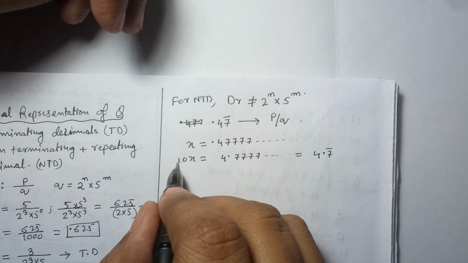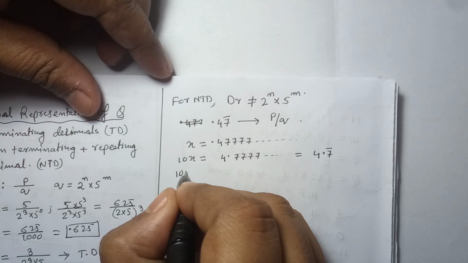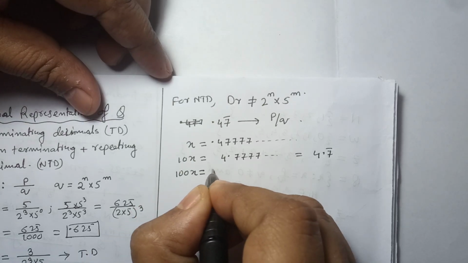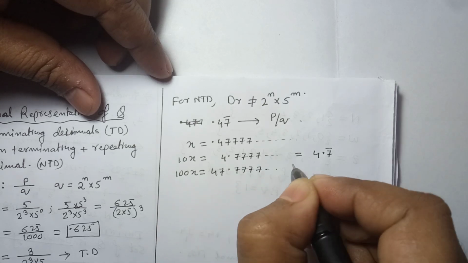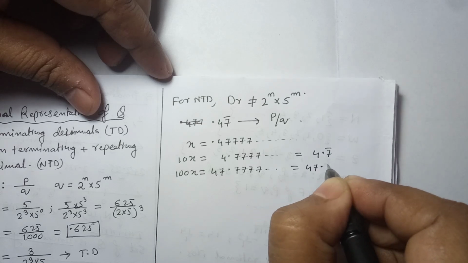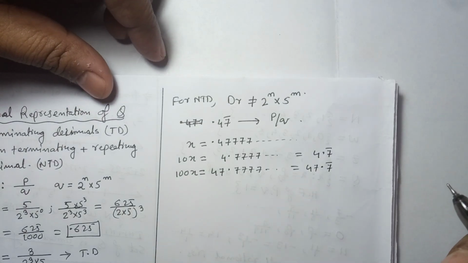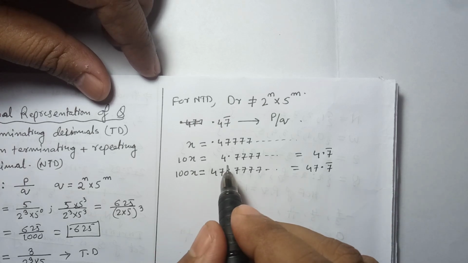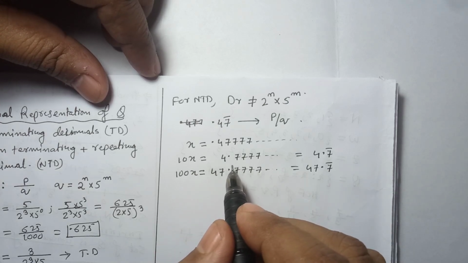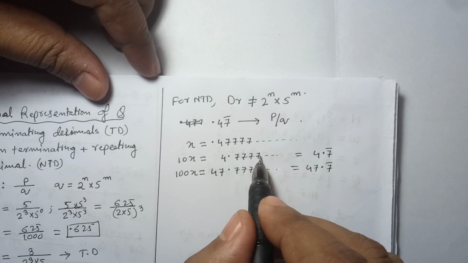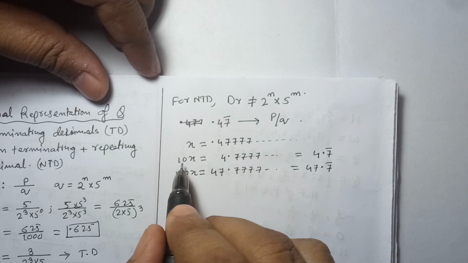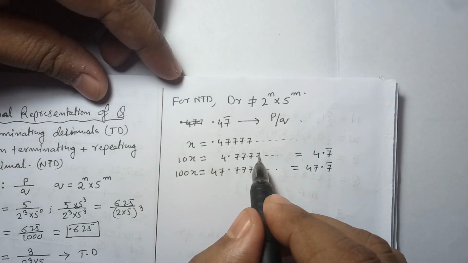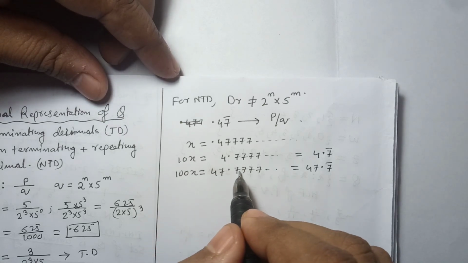Now again I multiply it by 10x, so I'll get 100x and I'll get 47.7777 and so on. That is 47.7 bar. Right? So our endeavor here is to keep the decimal part or the decimal portion of the non-terminating decimal identical. In case of 10x it is 0.777, in case of 100x it is also the same thing.